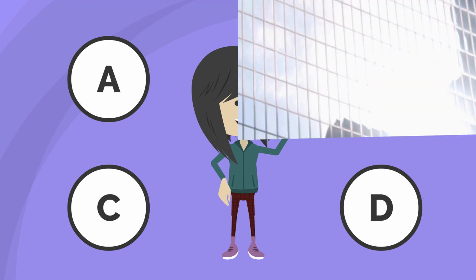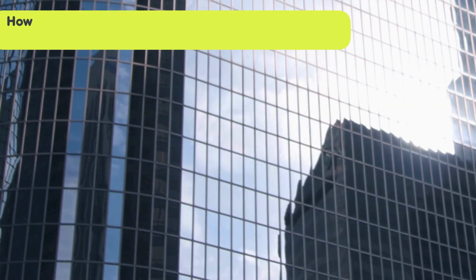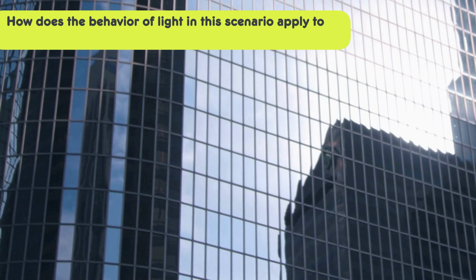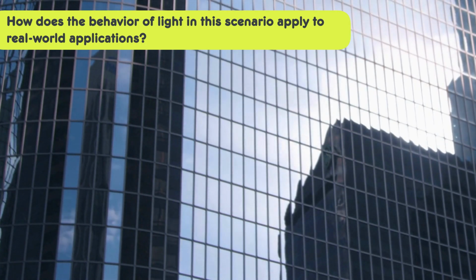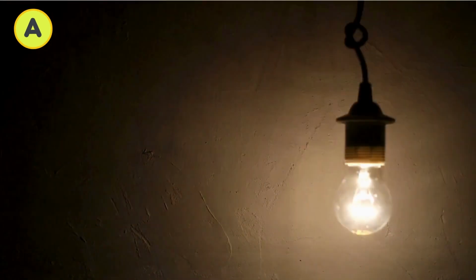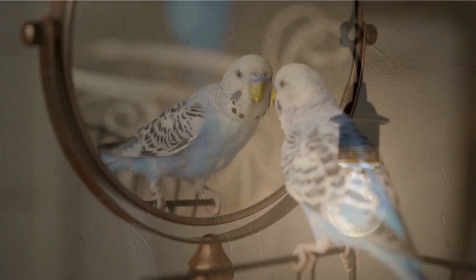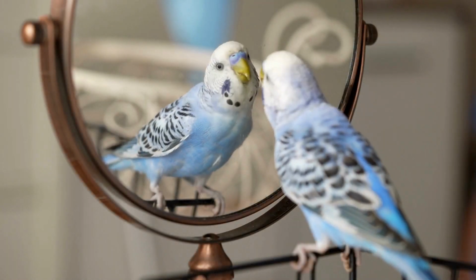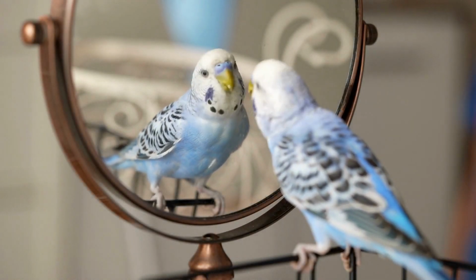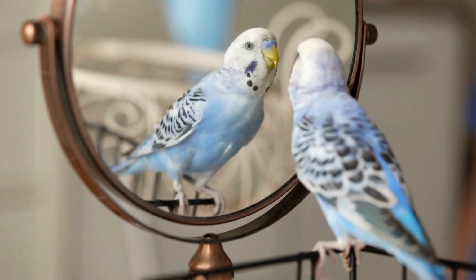Here's your question for part B. Based on your understanding from part A, how does the behavior of light in the scenario apply to real-world applications? Select 2 correct answers. A. It helps in designing materials for better lighting and visibility. Here's a quick tip. Think about how the principles of light interactions are used in creating materials for optimal lighting.